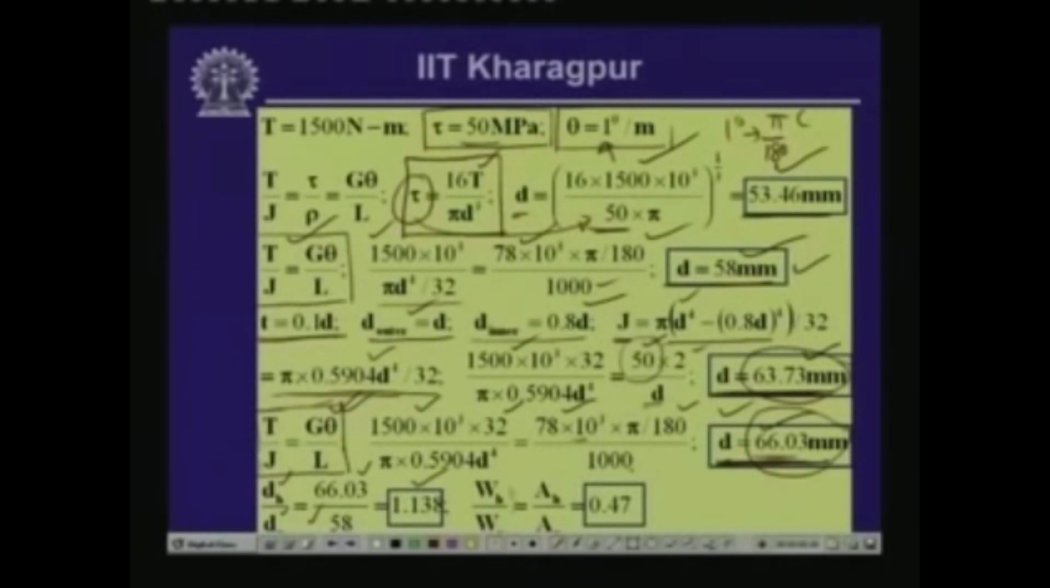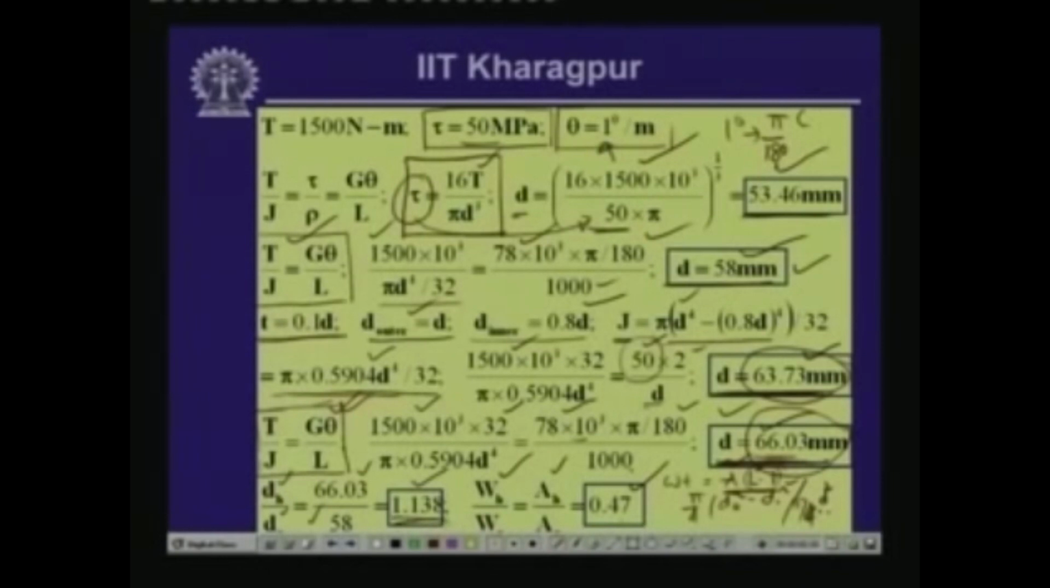Now, if we take the ratio of their weight, the weight is nothing but equal to the cross sectional area times the length times the density. So, the length and the density being common for both, we take the ratio of the areas. So, the ratio of the weights is equal to the ratio of the areas, and if we compute the area of the hollow shaft as pi by 4 times d outer square minus d inner square, divided by pi by 4 times d square of the solid shaft, then we get a value of 0.47.